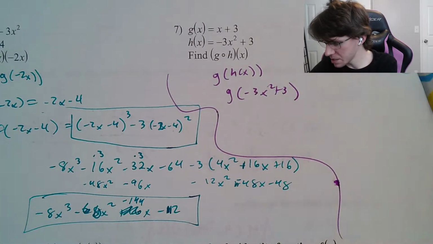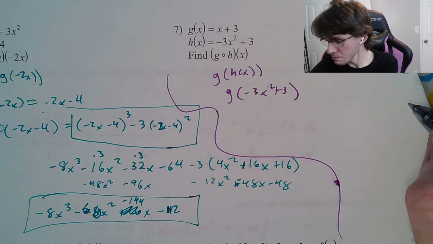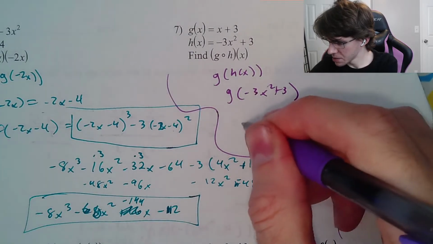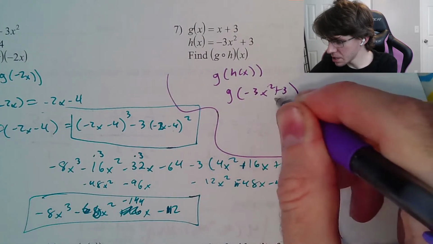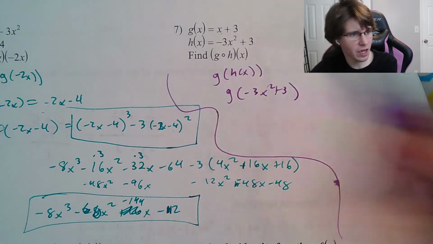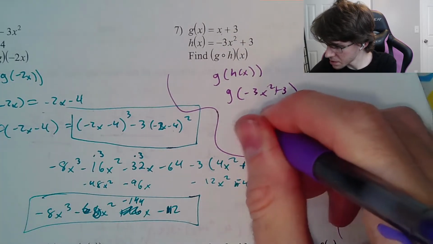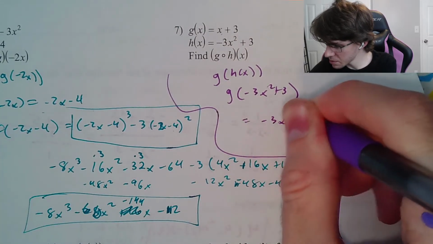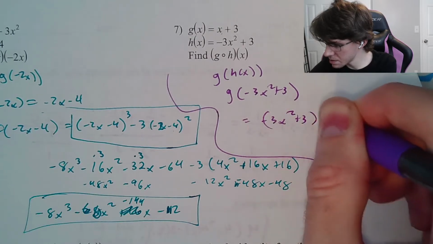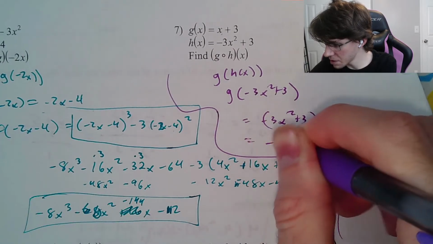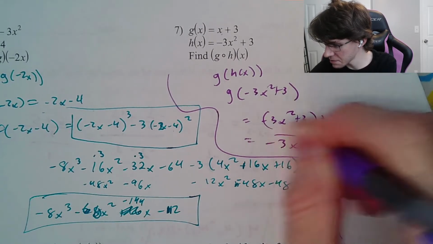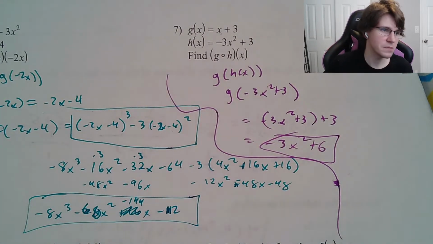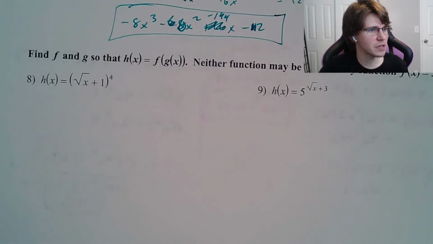And last but not least, the final step there is to do plugging in this where the x is. So that's going to be negative 3x squared plus 3, again for a negative 3x squared plus 6. Easy peasy.